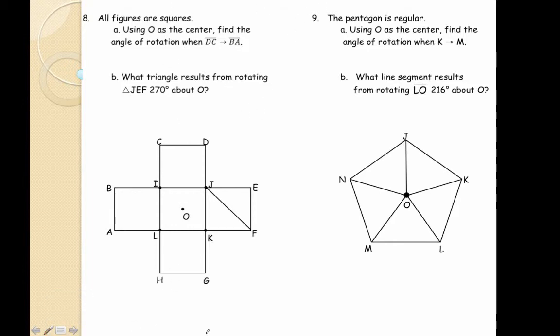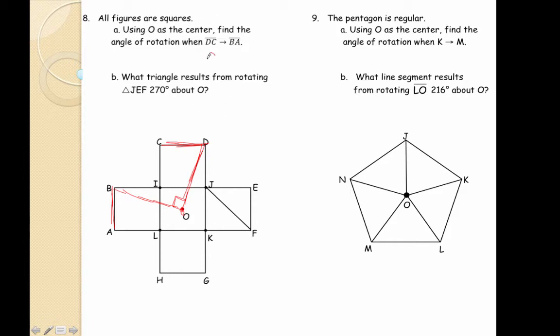Now it's telling us for sure that these are all squares. And O is the center of this square, so it means if we flip this around in multiples of 90 degrees, we're going to end up with this plus sign still. We want to find the angle of rotation that takes DC to BA. So this to this. So essentially, we want to know this angle here. And that angle is 90 degrees.